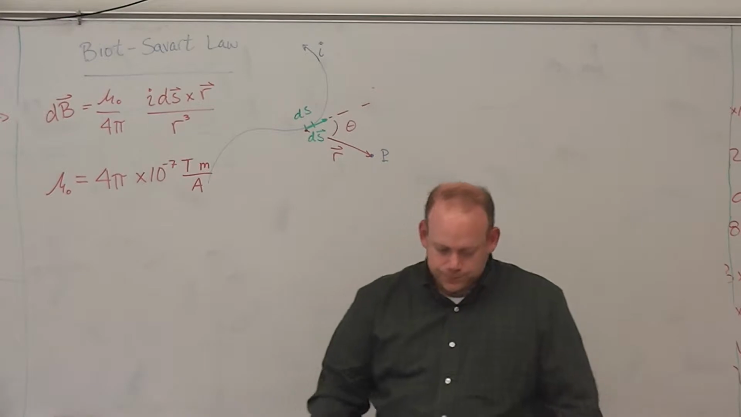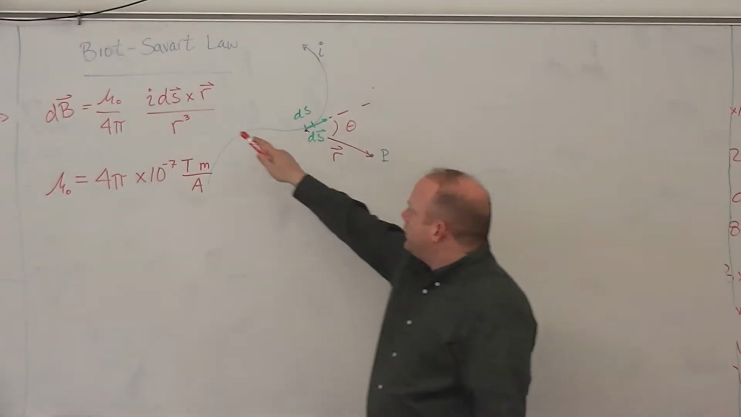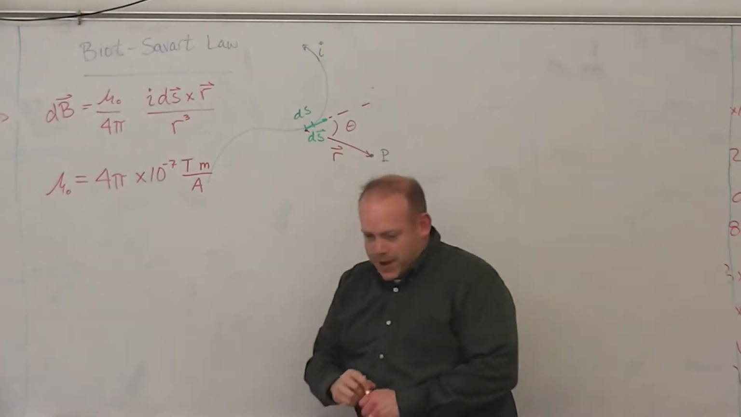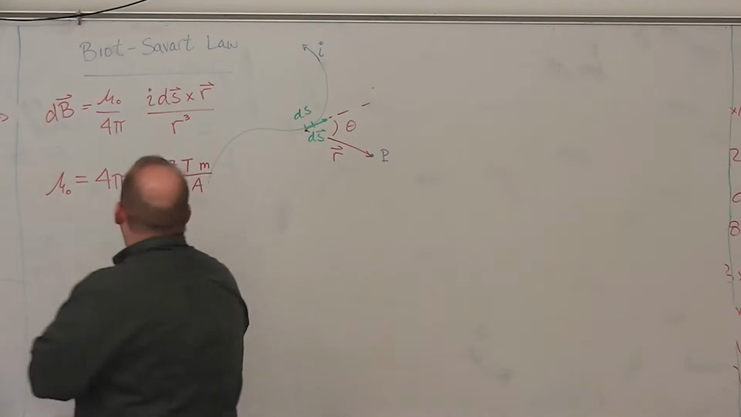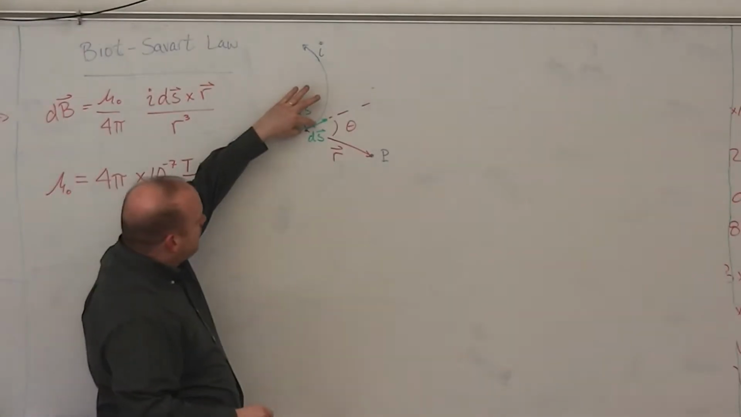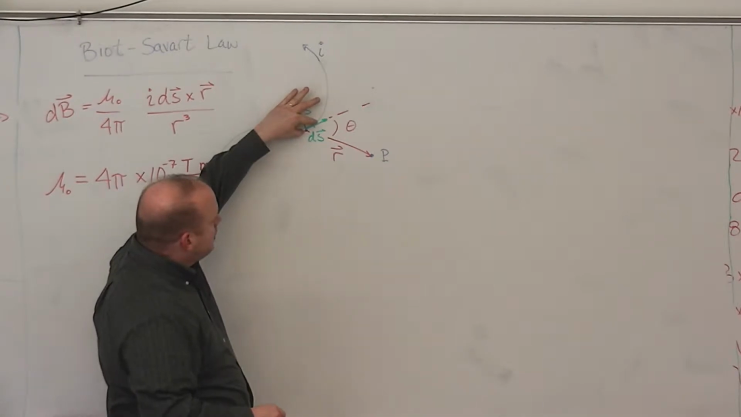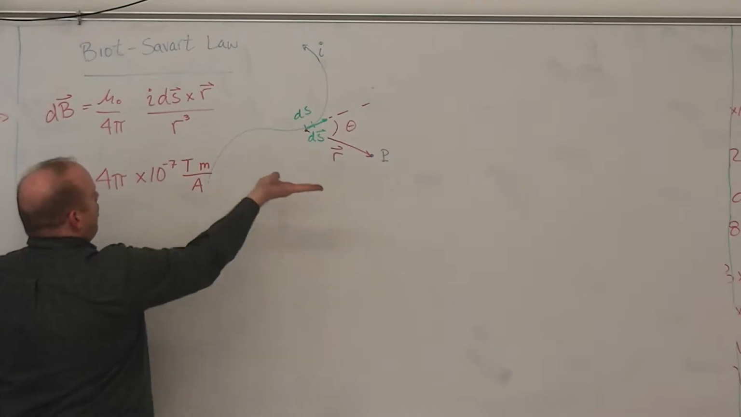So now, a couple things here. We've got theta. So this ds cross r helps us find the direction. This cross product means that we're going to use a right-hand rule. So for the current that's right here, our hands go along r.